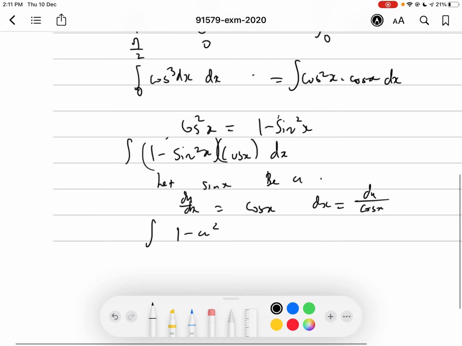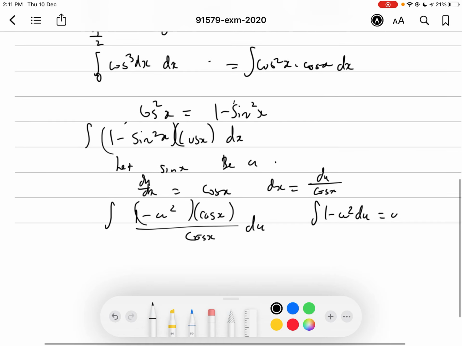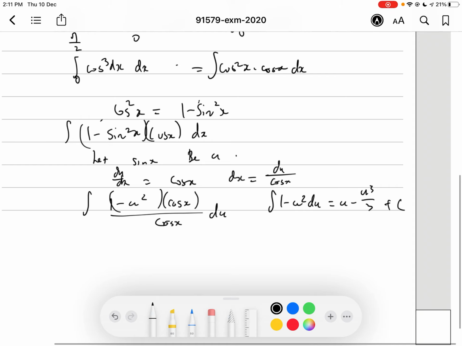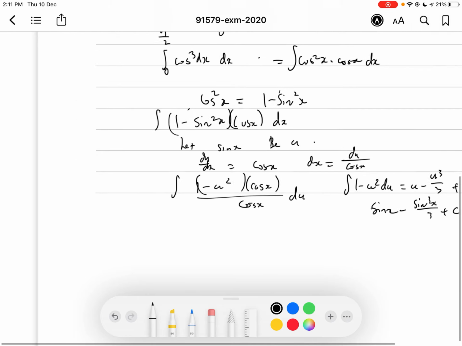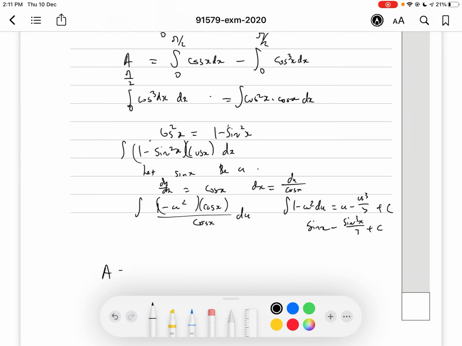So this will give us the integral of 1 minus u squared times cos of x over cos of x du. This gives us the integral of 1 minus u squared du, and this gives us u minus u to the power of 3 over 3 plus c. Since u is sine of x, this gives us sine x minus sine to the power of 3x over 3 plus c. Alright, so now we have those integrals.